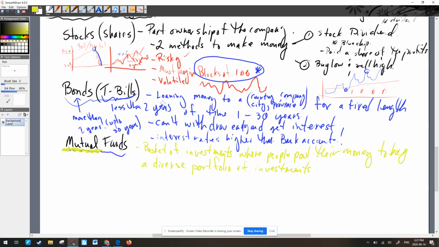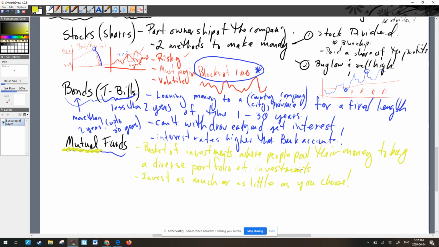Okay. Now, that means that with mutual funds, generally speaking, you can invest as much or as little as you choose.